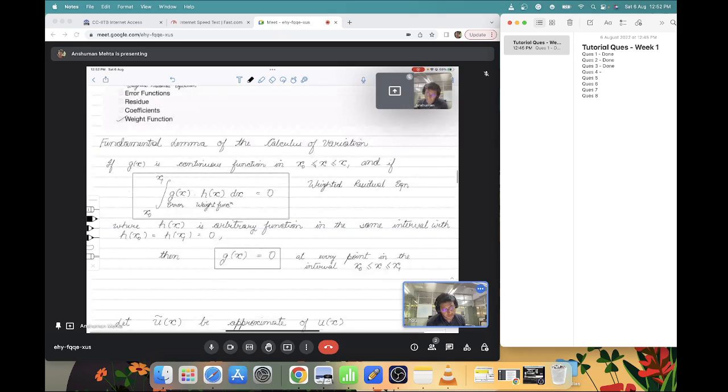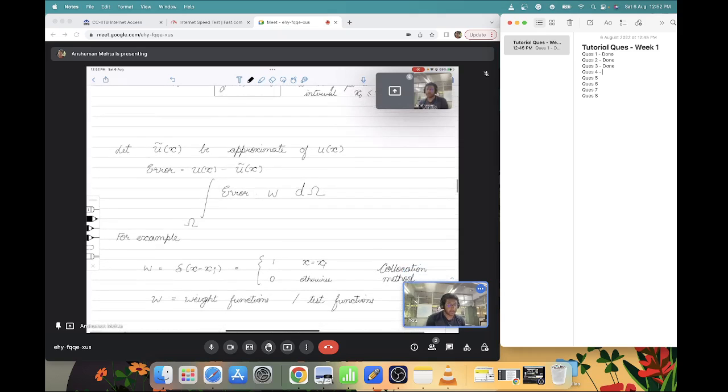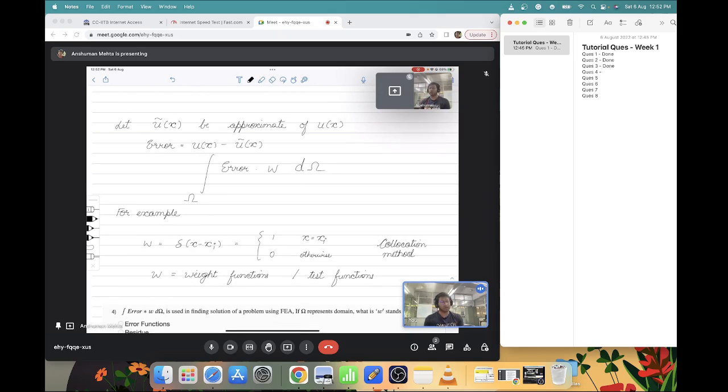Now in our case, if let's say u tilde is the approximate of u, then error is defined as u minus u tilde, and this is our weighted residual form. So there could be a lot of weights. So weight can be anything. So depending on the weight, it becomes a different method altogether. For example, if weight is equal to x minus xi, any point which is in the domain, then this method becomes collocation method, and this weight function is also called test function. So I hope it is understood by you.